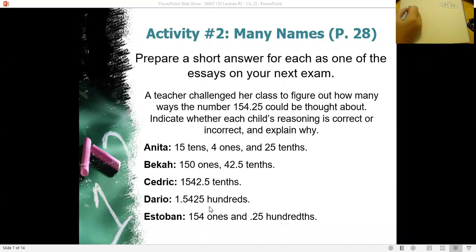Right? So we have Cedric, C, is saying 1542.5 tenths. Okay. And then we have for part D, Dario is saying 1.5425 hundredths. I forgot the N in there. Okay. All right. Let's check them and see if we can make heads or tails of this.